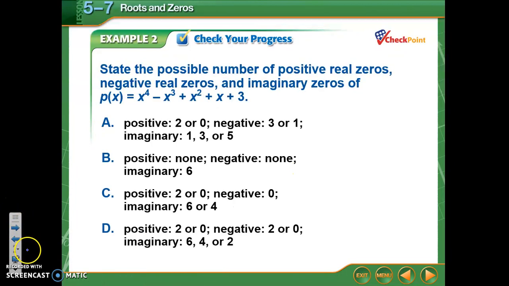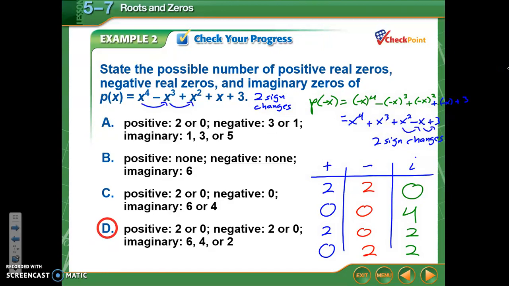So I want you guys to try that here. Remember, count the sign changes in p of x, the sign changes in p of negative x, and then make a chart. All right, the answer should be D. Okay, and here's what your chart should look like.